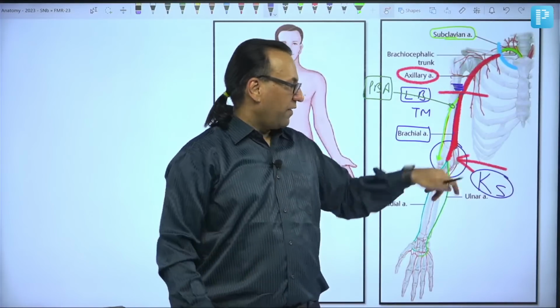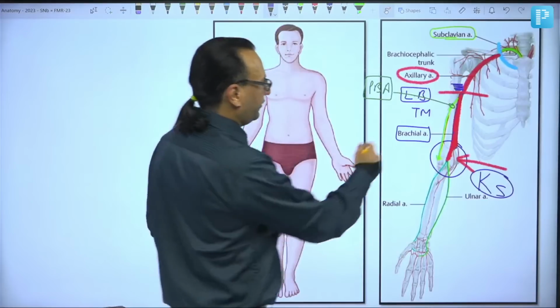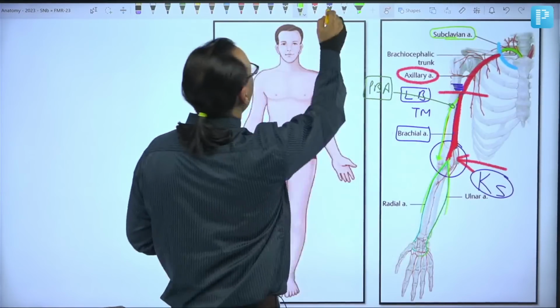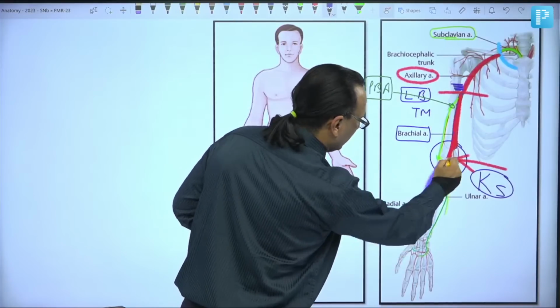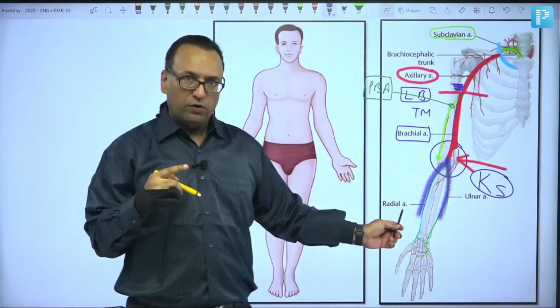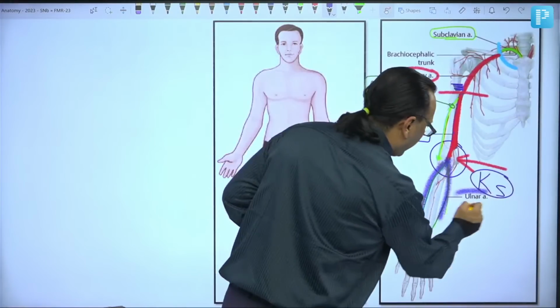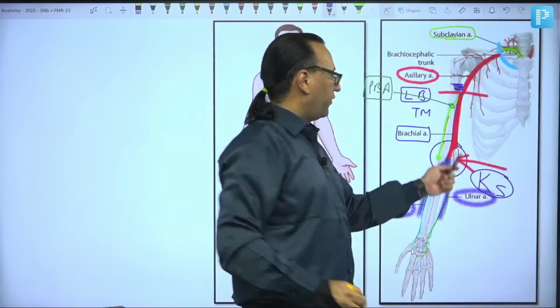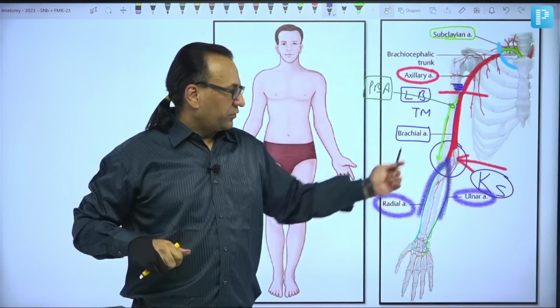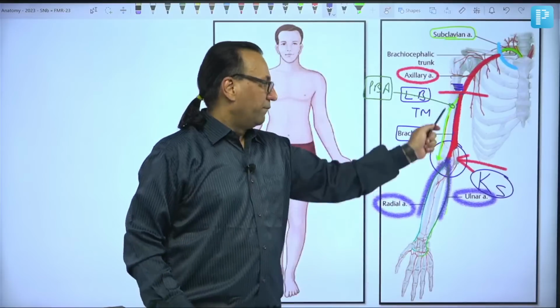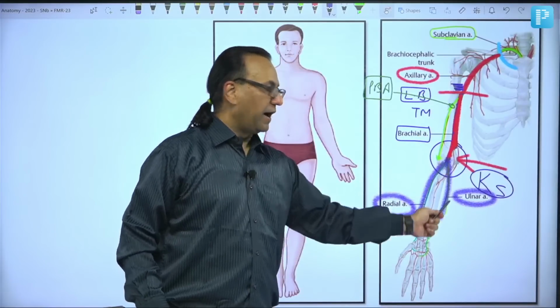Now this brachial artery, which is a content of cubital fossa, what does it do? It will give two branches. One follows the radial bone, so radial artery, and the other follows the ulnar bone, so ulnar artery. So in the cubital fossa you have three arteries. What are the three arteries in the cubital fossa in front of the elbow joint? Brachial artery, radial artery, and ulnar artery.